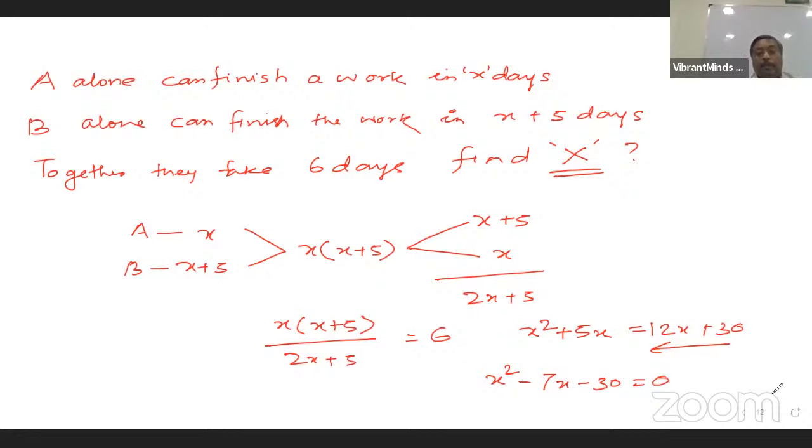Clear? So, can I say it is x square minus 7x minus 30 is equal to 0? x square minus 10x plus 3x minus 30 is equal to 0. Now see, when you add, it gives you minus 7x. When you multiply, 10 and 3 give you minus 30. Minus 10 into plus 3 is minus 30.